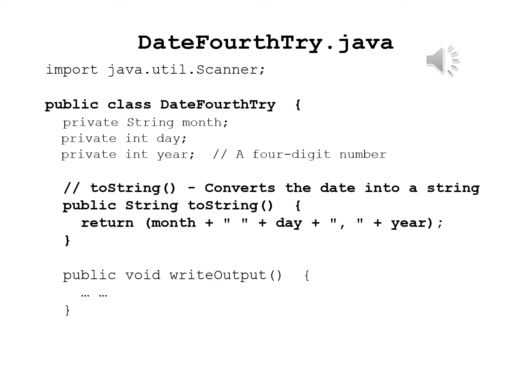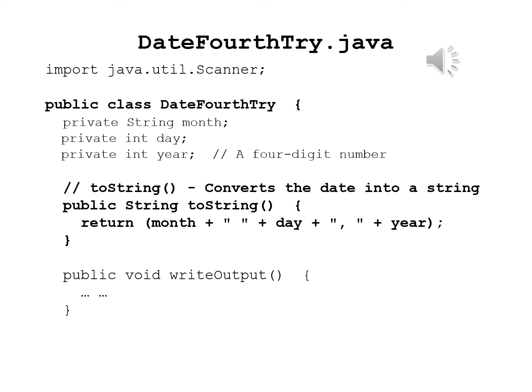We will now look at a fourth attempt to write the Date class. We will, as we did last time, look only at the code that is in boldface. These are either changes or additions to the class. Our header begins public class DateFourthTry. And then we have the usual declarations of properties: month, day, and year. We begin the toString method by writing the comment, converts the date into a string.